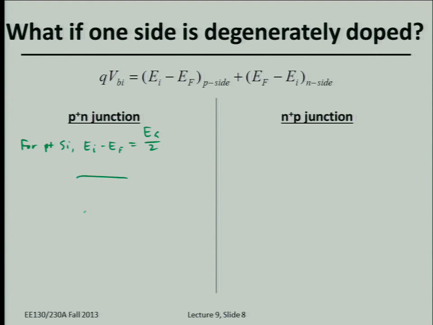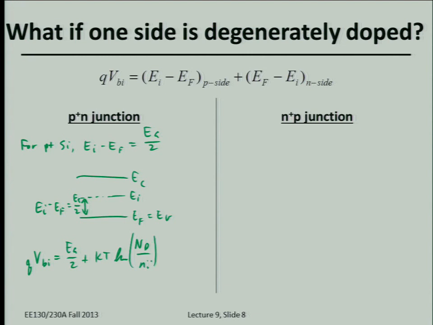So for P plus silicon, the Fermi level is just right there, okay, at the band edge. So this little green arrow is now going to be EI minus EF, which is EG over 2. Okay, so the built-in potential is going to be EG over 2 plus kT times the natural log of ND over ni. Okay? So this case is actually more common than not.